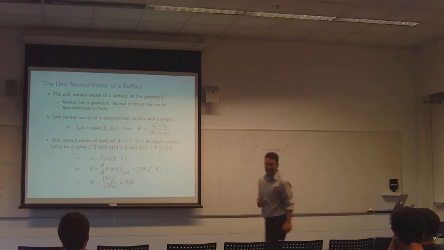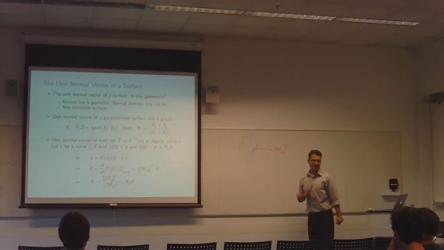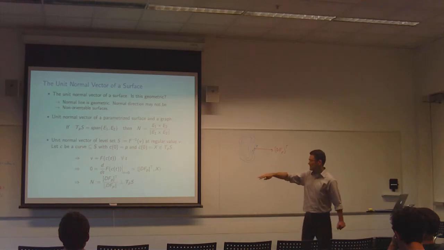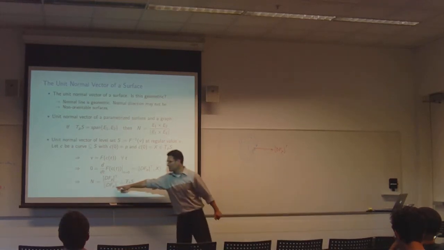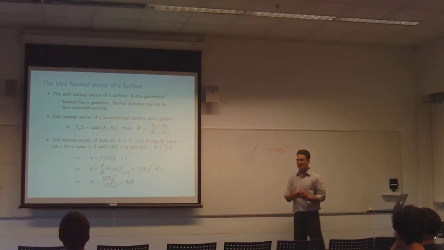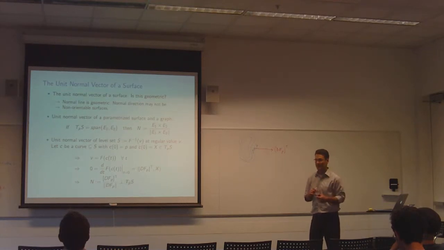So unit normal is easy, just divide by its length. And remember that in order to divide this by its length, this has to be non-zero. But I'm going to go ahead and assume that my level sets are a level set of a regular value, which means that the derivative is non-zero, so I can go ahead and divide by it, and it's okay.